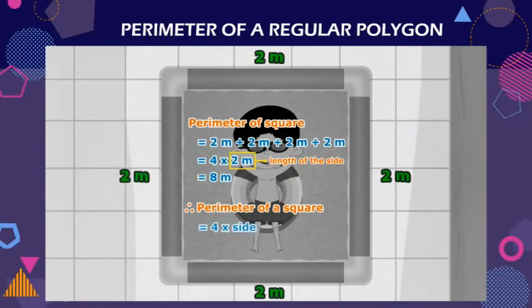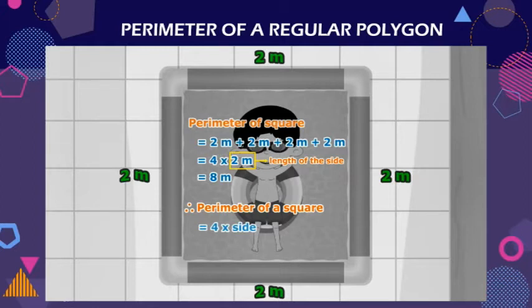Very good, class. So the perimeter, the shape of the swimming pool is a square, okay? A square is a regular polygon because all the sides are equal. So you all see that we added all the sides in order to find the perimeter. But we can also multiply the sides, okay?